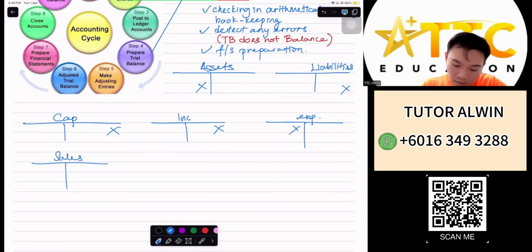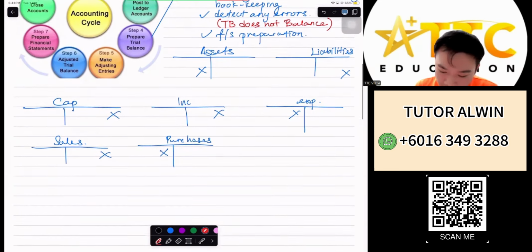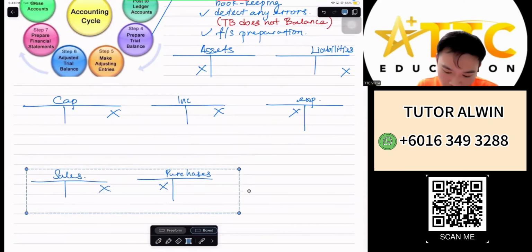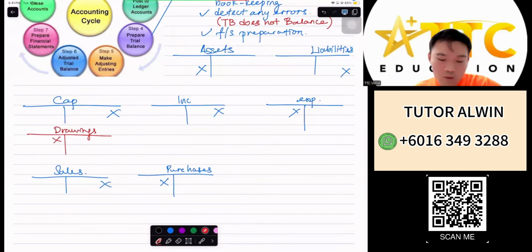Then our sales have a credit balance because inventory goes out, so we call it sales. Other than that, we also have our purchases, where we buy things in, so it has a debit balance, as our inventory comes in. Then we also have contra accounts. A contra account will reduce the main account. For example, the one that reduces our capital account is our drawings. Drawings will fight with the account, so you go to the other side. Capital will have a credit balance, so drawings will have a debit balance.